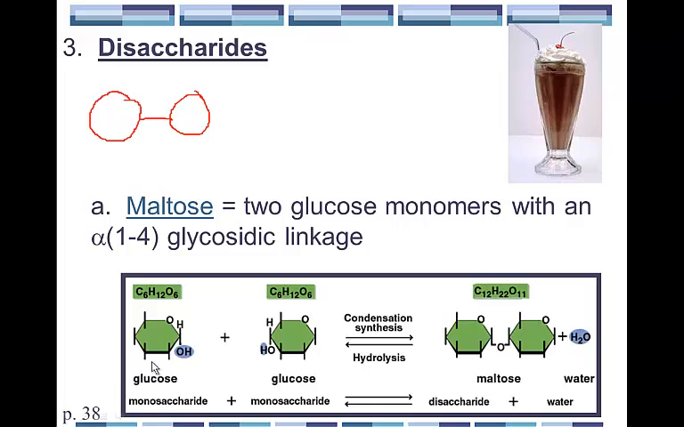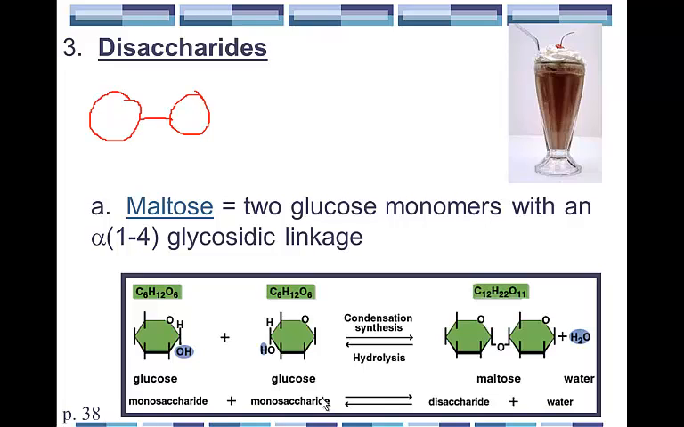You can see it in the picture down below. They've even highlighted it for us. The hydroxyl group on one side interacts with the hydroxyl group on the other side, but just the hydrogen from this side and the OH from that side will be taken out in the form of water and then be held together in the form of a glycosidic linkage. So that would be dehydration synthesis or a condensation synthesis reaction.